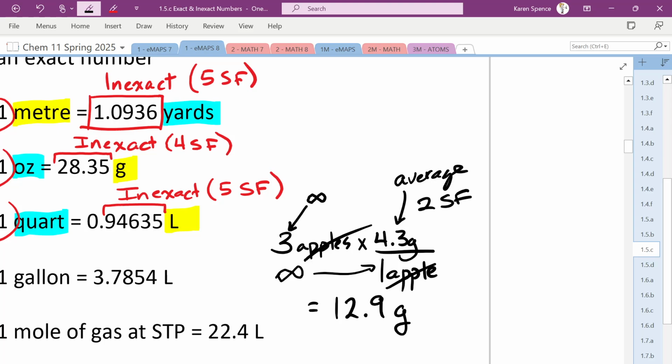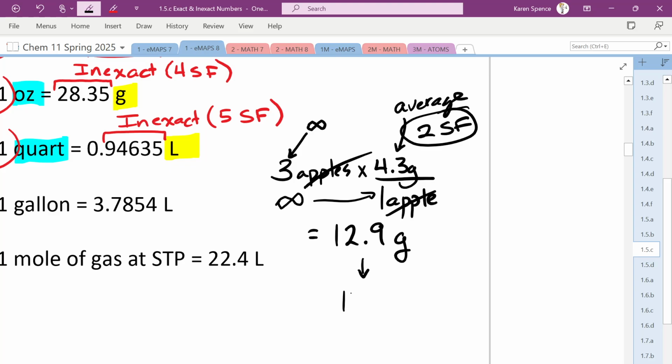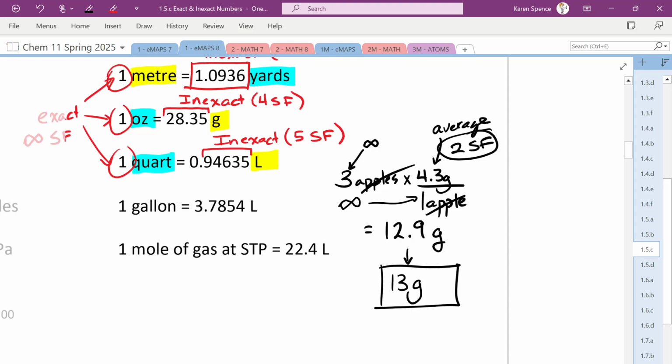And when we do a calculation, our answer cannot have more sig figs than the smallest number in the question. Smallest number of sig figs in the question is 2. So I would have to take this answer and round it to 2 sig figs, which would be 13. Don't worry about that for this unit, okay? But we will be doing that in our next unit, all right? Okay, so ones are always going to be exact.